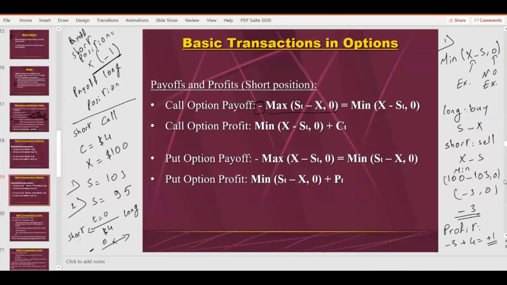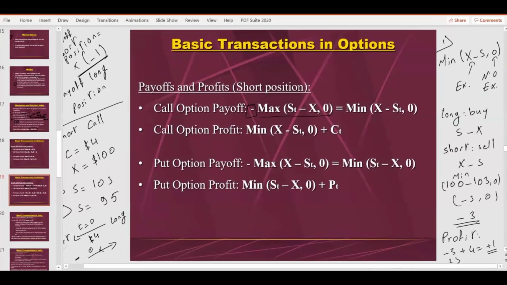Now, in the second scenario, where S is equal to 95, the party with the long position will decide not to exercise. So in this case, you have X minus S, which is 100 minus 95, is $5. So the minimum between 5 and 0 is 0. So the payoff is 0, and plus the price of the call, plus $4, is the profit of the party with the short position in the second scenario.